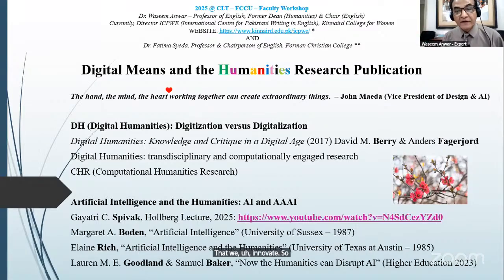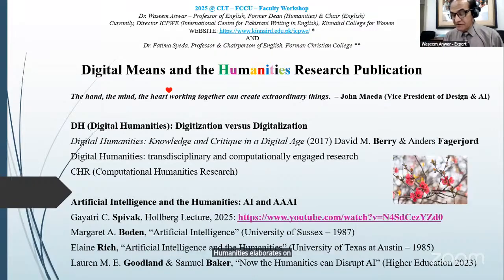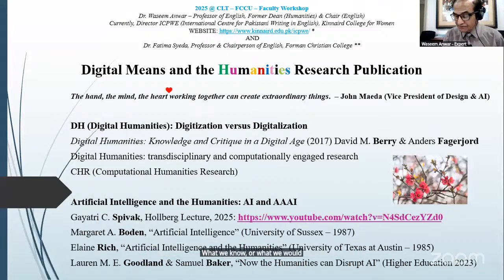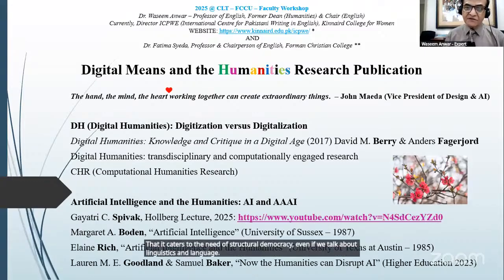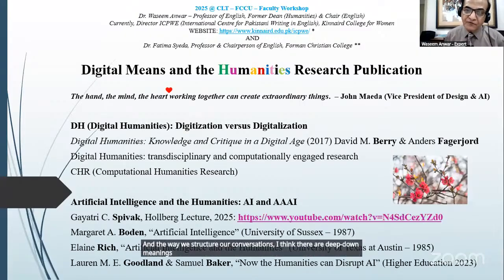So how do we learn differently? Perhaps that is more important. Humanities elaborates on change, which actually could be related to the rational or post-rational sciences, but taking us to the transcendental figuration of what we know or what we would like to know. So in many ways, one can see that it caters to the need of structural democracy, even if we talk about linguistics and language and the way we structure our conversations. I think there are deep down meanings and there is a playfulness of meaning in all script.